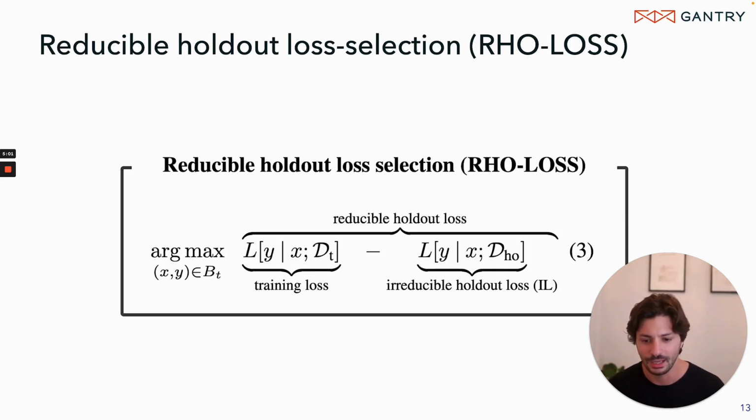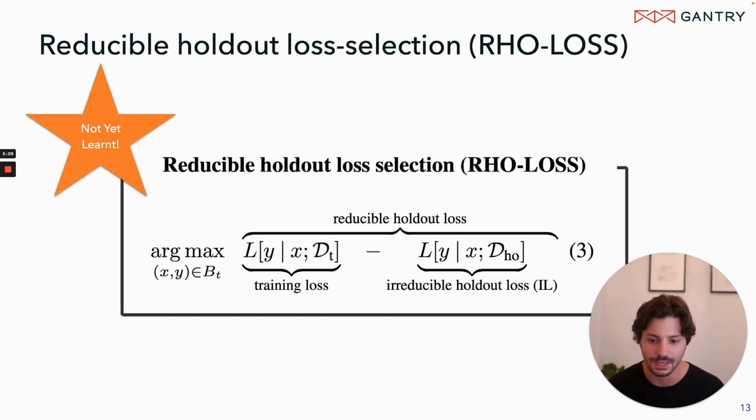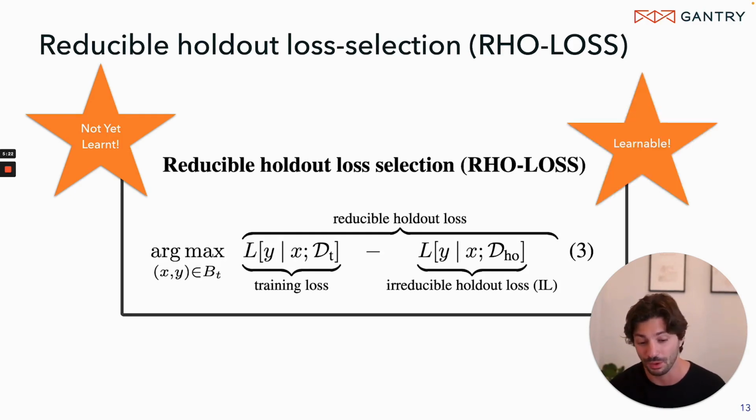Just like in our baseline, if a data point has already been learned, then the training loss on the left-hand side will be low, so this number will be small overall. Now, let's say that the data point has high training loss, but only because the label is noisy. In other words, it's a data point that is not learnable. In that case, since the label is incorrect, the irreducible loss model won't be able to predict it either. So the term after the minus sign will be large as well, and these two will cancel each other out. So this data point won't be selected by this algorithm.